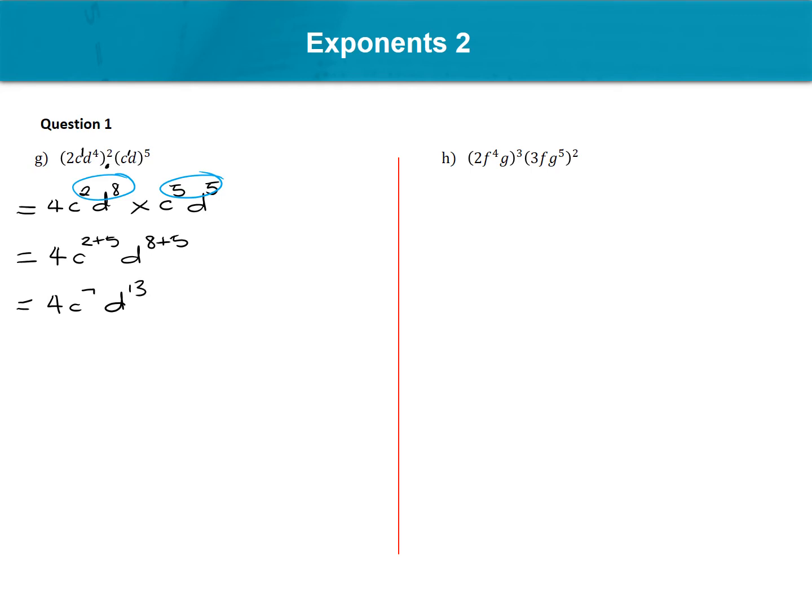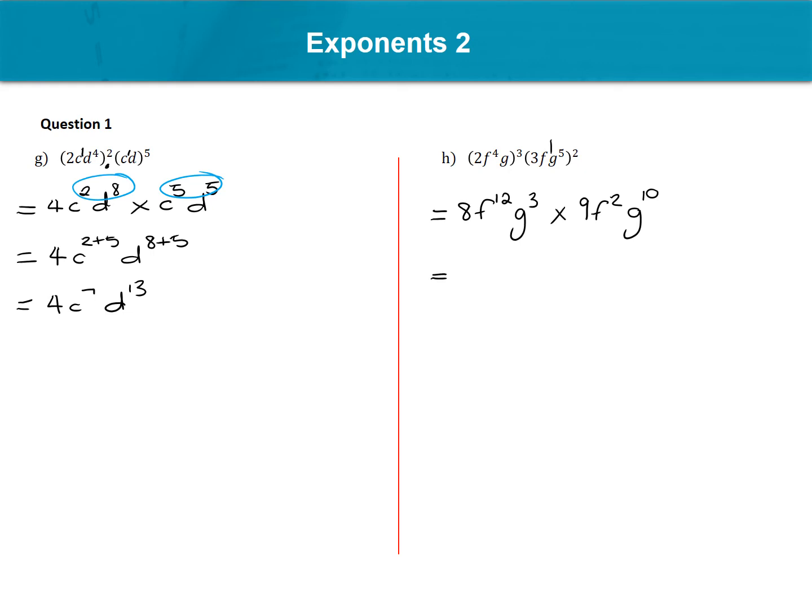Question H is similar, where we have two brackets, both raised to the power. So let's get rid of the powers first. 2 to the power of 3 is 2 cubed, which is 8. F to the power of 4 times 3 is f to the power of 12. And then g to the power of 1 times 3 is g to the power of 3. Times 3 to the power of 2 is 9. And then f to the power of 1 times 2 is f squared. And g to the power of 5 times 2 is g to the power of 10.